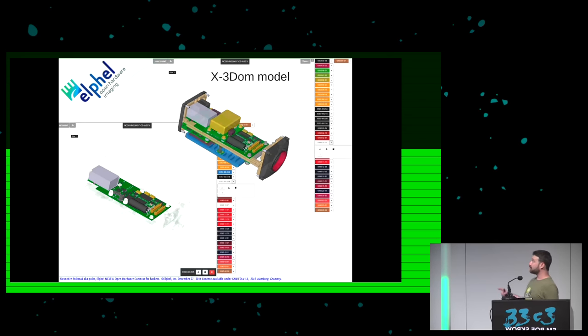You can play with all the different camera models on our wiki. We have these X3DOM models that are automatically generated from step files we use for production. So you can virtually disassemble and reassemble all camera components on the wiki, and if you click on a particular component, you can see the wiki page for this component. And of course, there are PCB layouts and everything on the wiki.